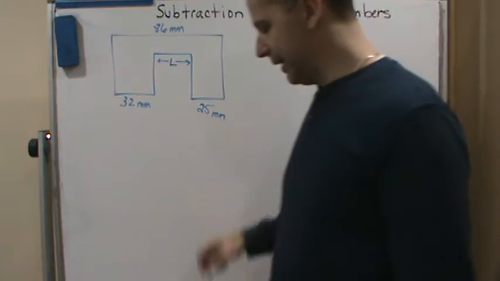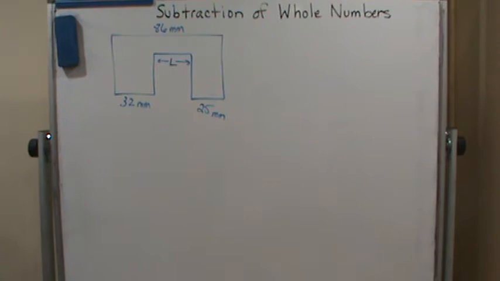So I'm going to read an example. We're going to work on this one right now. It says, suppose we need to find the missing dimension L in the drawing in the margin. Along the top of the drawing, we have the horizontal dimension of 86 millimeters. We can also see that the three lower horizontal dimensions must add up to this total. To find this missing dimension, we must subtract the other two given dimensions.